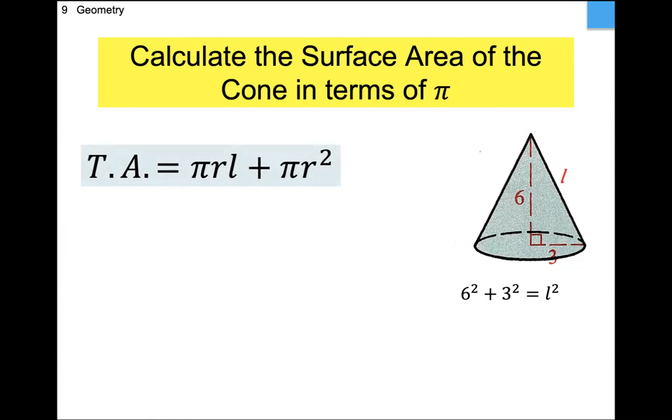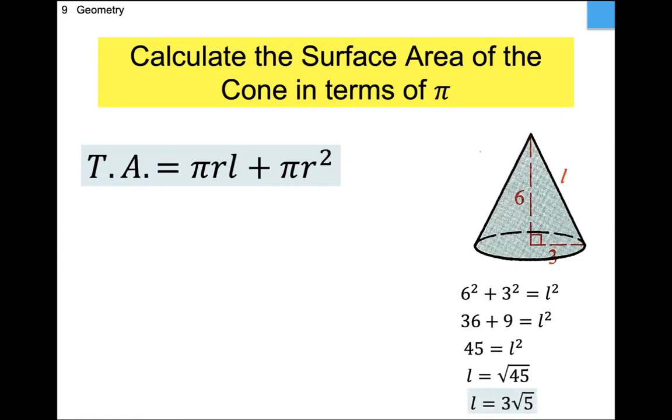So let's see. One of the sides is 6, one of the sides is 3. 6 squared is 36, 3 squared is 9, 36 plus 9 is 45. Take the square root of both sides. I believe 9 is in 45. 9 times 5 is 45. So the square root of 9 is 3. So 3 root 5. That's my L. And I can see from the diagram my r is the value 3.